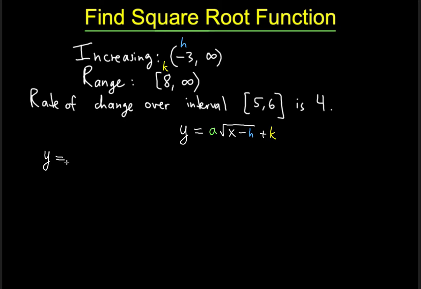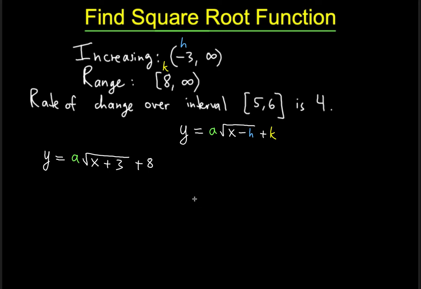So what this is going to give us is a times the square root of x. Now keep this in mind that there are two negatives at play, because there's a minus, which is part of the formula, the general form, and then there's a second minus for the h, because h is -3. So x minus -3 is x plus 3. All right, and plus k, obviously 8 is equal to k, so it's going to be plus 8.